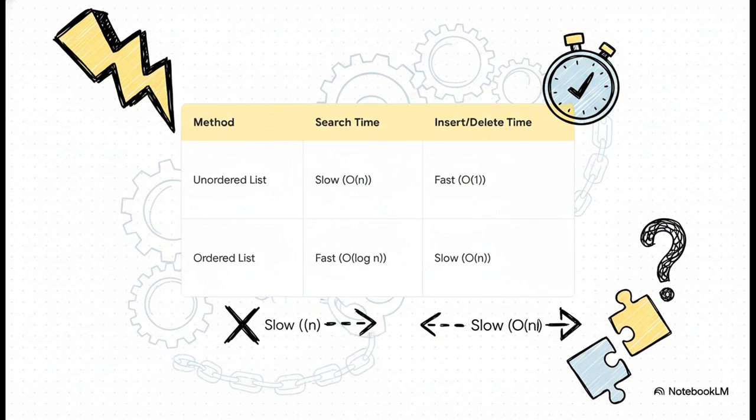And this right here, this table sums up our whole problem. We're stuck in this trade-off. An unordered list gives us lightning-fast inserts but painfully slow searches. An ordered list with that binary search trick gives us fast searches, but now adding new data is slow. It feels like we have to choose fast searches or fast updates. We can't have both, or can we?